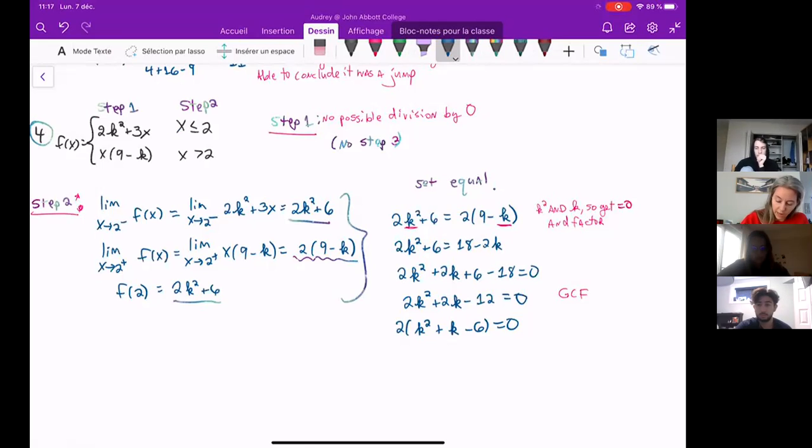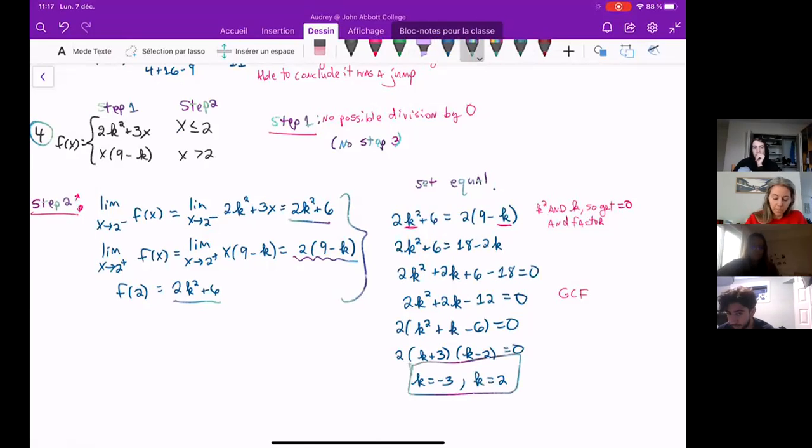Good job, guys. 3 and negative 2. So this is (2k + 3)(k - 2) = 0. So then I get k is equal to negative 3, and k is equal to positive 2. And then I'm just going to write this so that we can remember it. My answer is 3 and negative 2, or negative 3 and positive 2, by mud.